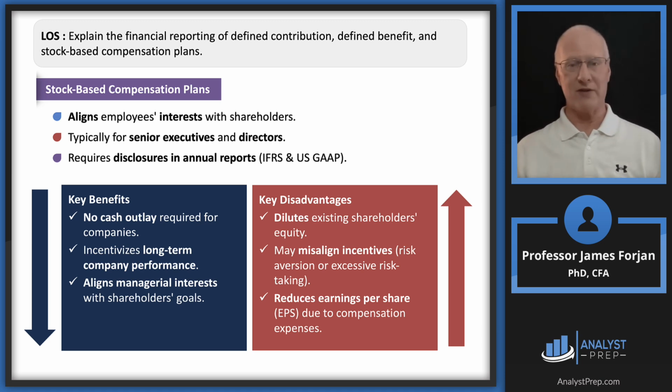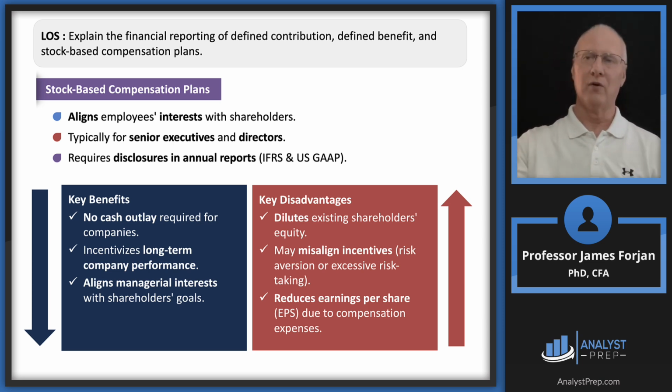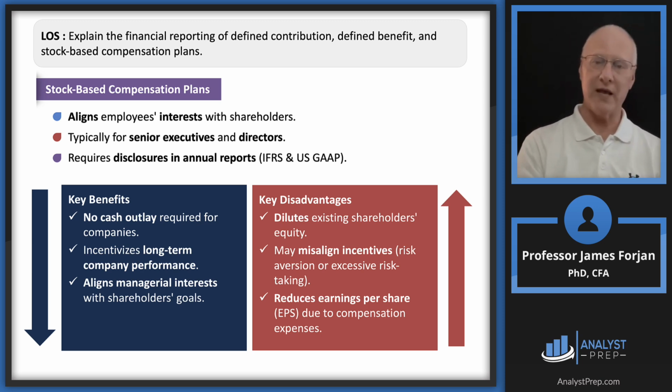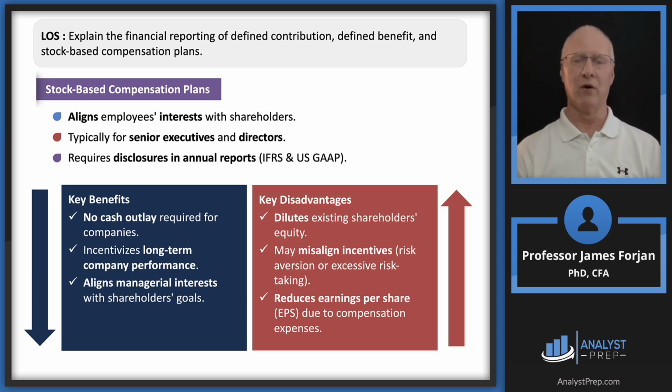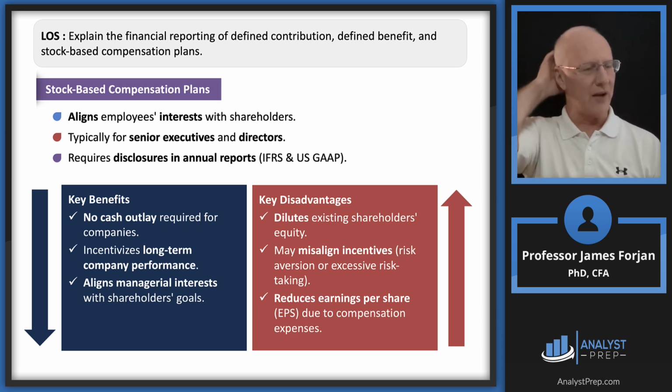There's going to be more outstanding shares, so there's going to be a greater denominator. And when you hand me that share of stock, you have to expense it. So that's going to increase expenses and lower the net income. So when that shows up at the bottom of the income statement, that's going to have a lower earnings per share.